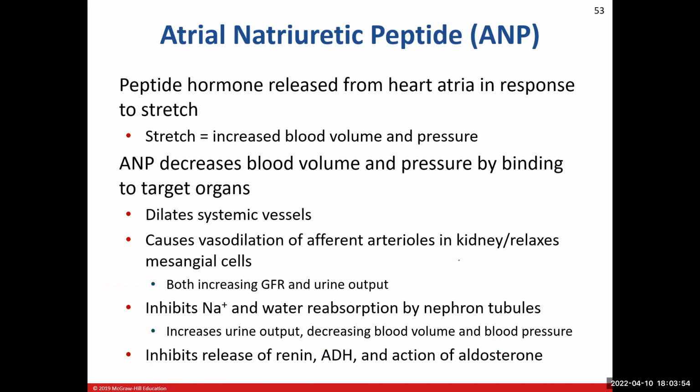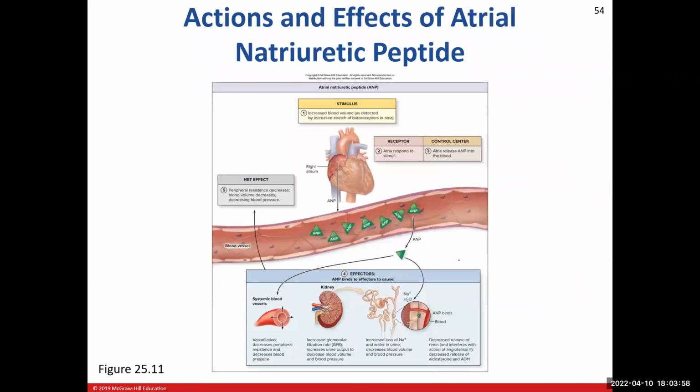The effects of ANP, or atrial natriuretic peptide. So here is our picture, and here we can see an increase in blood volume causing an increase in the stretch in the walls of the atria. And so we will release ANP, and then ANP causes that systemic vasodilation, increases our glomerular filtration rate, which will then cause an increase in urine production.